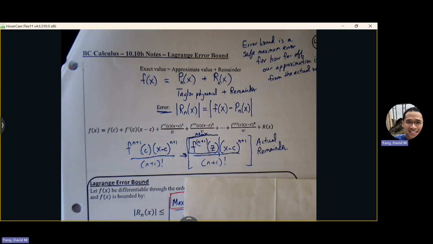Okay, so our goal is not to figure out exactly how far off our polynomial is. We just want to find a nice, safe approximation value. It's like, okay, at worst, we're off by no more than this. So we're trying to figure out the worst case scenario, but the worst case scenario that is still relatively accurate.